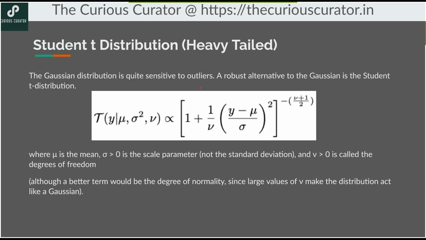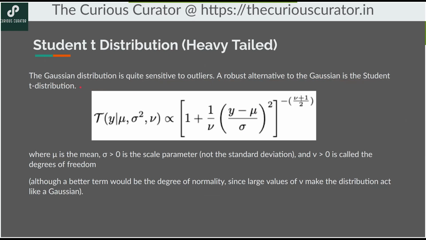Okay. Now there are two heavy tail distributions I wanted to discuss. One is the student t distribution, by the way, relative to normal or Gaussian. So when I say heavy tailed, it's relative to Gaussian. One of the heavy tail distributions is the student t distribution. It has an insanely complicated formula. You don't need to remember it. But what you need to remember is that the Gaussian distribution is sensitive to outliers, and a robust alternative to a Gaussian can be a student t distribution.